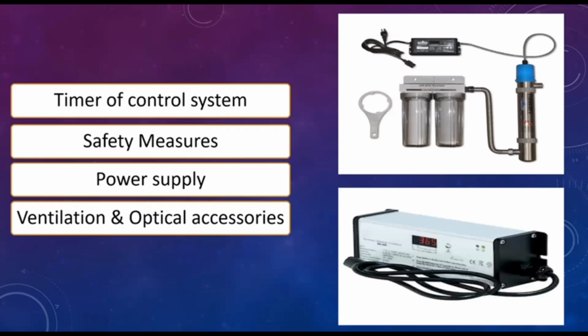Next, power supply. An appropriate power supply is required to provide electricity to the UVC light source. Ensure that the power supply matches the voltage and watt specifications of the UV bulbs or lamps. Next is ventilation and optional accessories. Adequate ventilation is necessary to disperse heat generated by the UVC light source. This helps prevent overheating and ensures the longevity of the equipment.